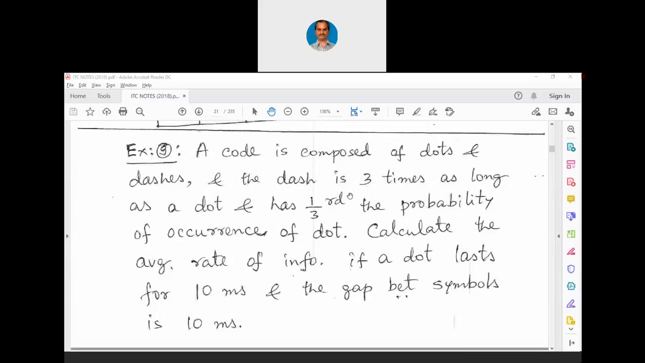for the Morse code transmission. A code is composed of dots and dashes, and the dash is 3 times as long as a dot and has 1/3 the probability of occurrence of a dot. Calculate the average rate of information if a dot lasts for 10 milliseconds and the gap between symbols is 10 milliseconds. So look at this, the dot is lasting for 10 milliseconds and dash is 3 times as long as a dot, means dash is lasting for 30 milliseconds. And the dash has 1/3 the probability of occurrence of a dot. Means we can simply find out the probability of dot and dash, related by means of this 1/3 probability.